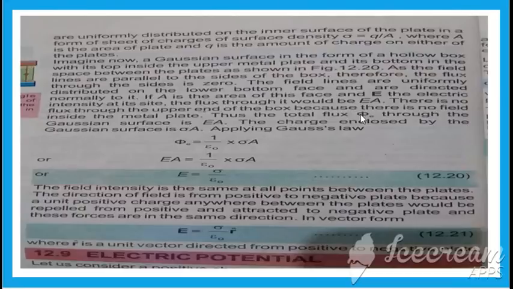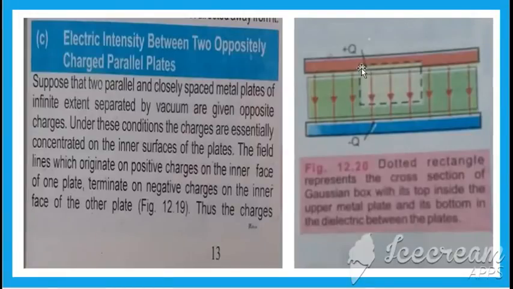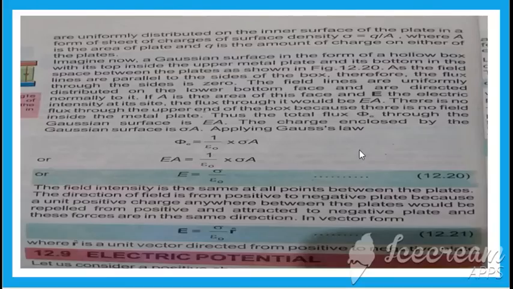As there is no field inside the metal plate, there is no flux through the side which is inside the metal plate. Flux through this side is zero, and flux through this side is also zero. This is inside the plate, and as there is no field line inside it, electric flux is zero. Only the face in the space between the two plates has electric flux. So the charge enclosed by the Gaussian surface is sigma A.